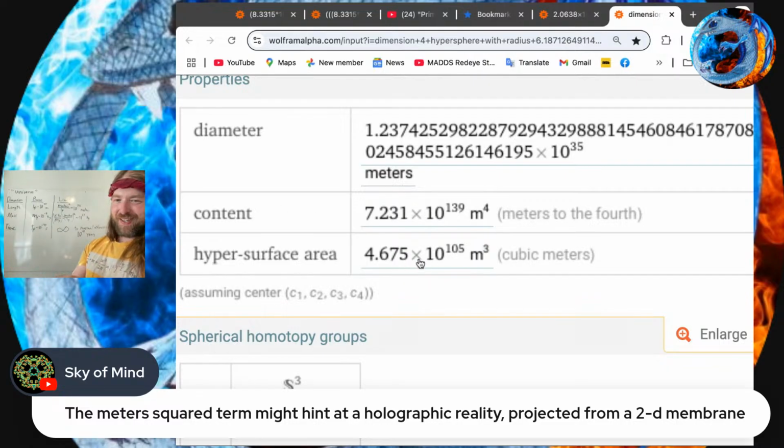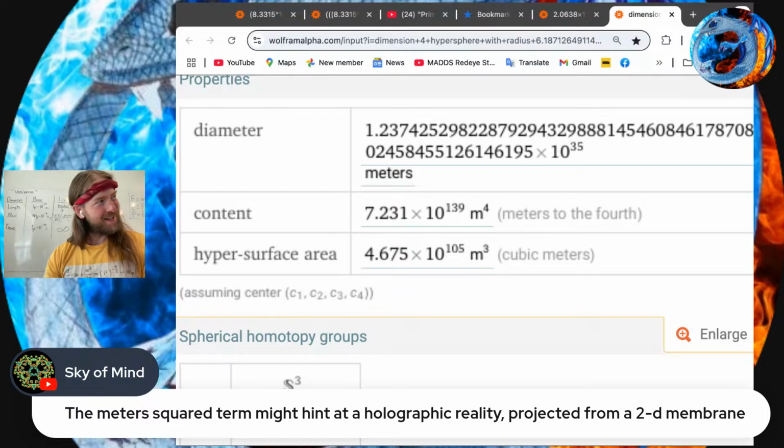However, if you look at this, that hypersurface area is basically the surface in 3 dimensions. So what does that mean? You may have noticed there, if I'm going to make the claim that this four-dimensional, four-volume content is actually 3 plus 1 dimensions, so 3 dimensions of space, 1 dimension of time, I'm going to need to follow the same logic and say that, well, that 10 to the 105 cubic meters, that's actually 2 dimensions of space and 1 dimension of time.